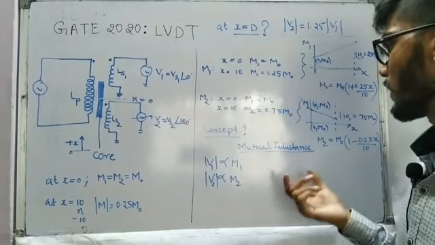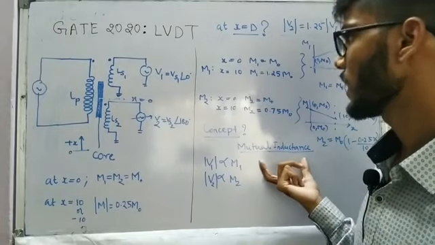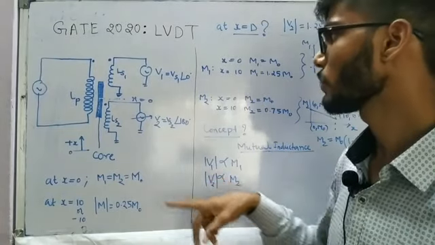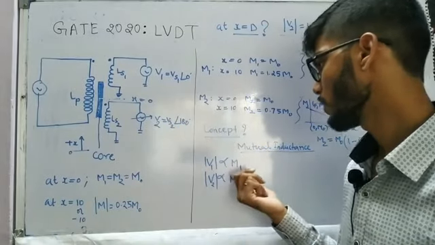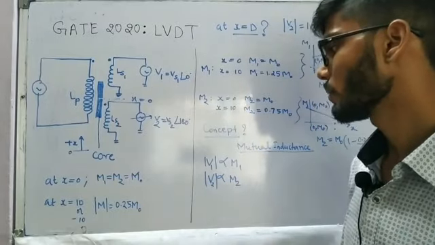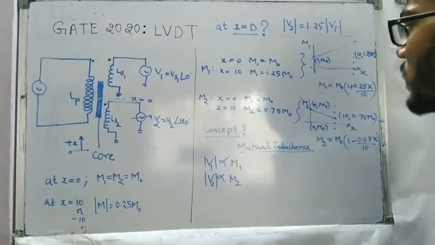The final thing students should be clear about is that the output is going to be based on the mutual inductance. The output voltage V1 is going to be proportional to the mutual inductance M1, and the output voltage V2 is going to be proportional to the mutual inductance M2. This is the main concept we have to make use of.